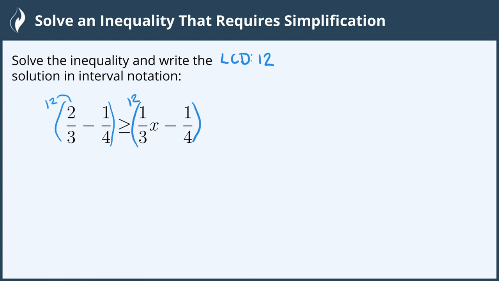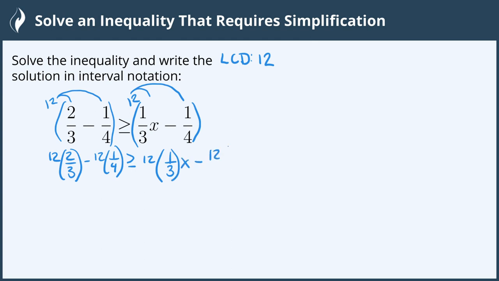On the left side, we'll multiply it into the parentheses using the distributive property, giving us 12 times 2/3 minus 12 times 1/4 is greater than or equal to, on this side as well, we'll do the distributive, 12 times 1/3 x minus 12 times 1/4.